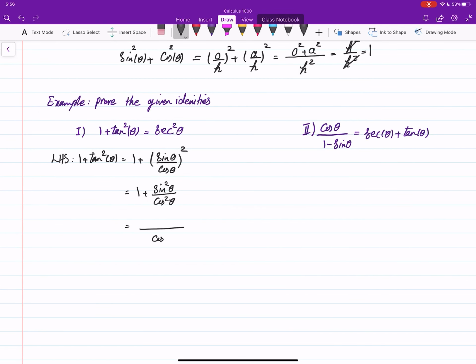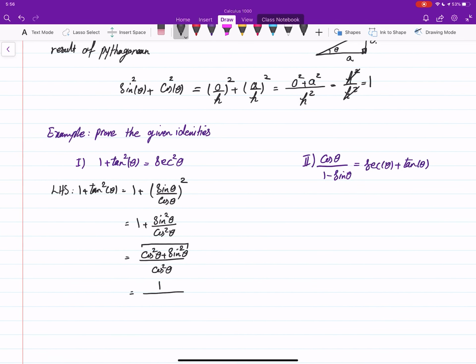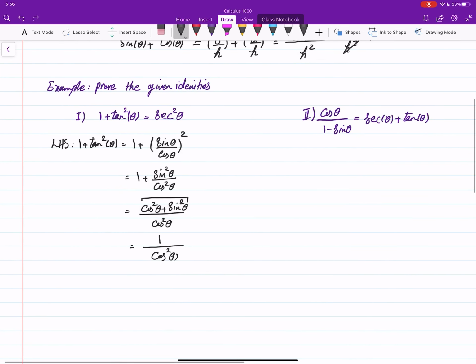This we can find common denominator, and now you see that the numerator is sine squared plus cosine squared. The identity says that sine squared plus cosine squared is always equal to 1, so we have 1 over cosine squared theta. And 1 over cosine squared we can write as 1 over cosine theta, then squared, which is the same thing as secant theta squared. And that's what we have on the right hand side.